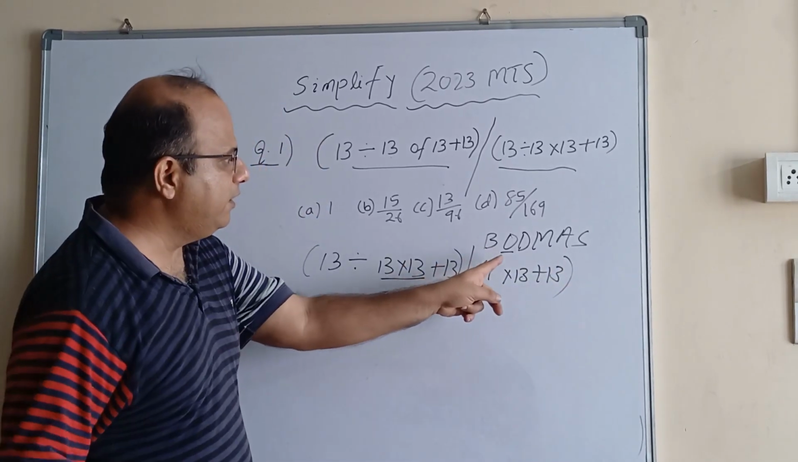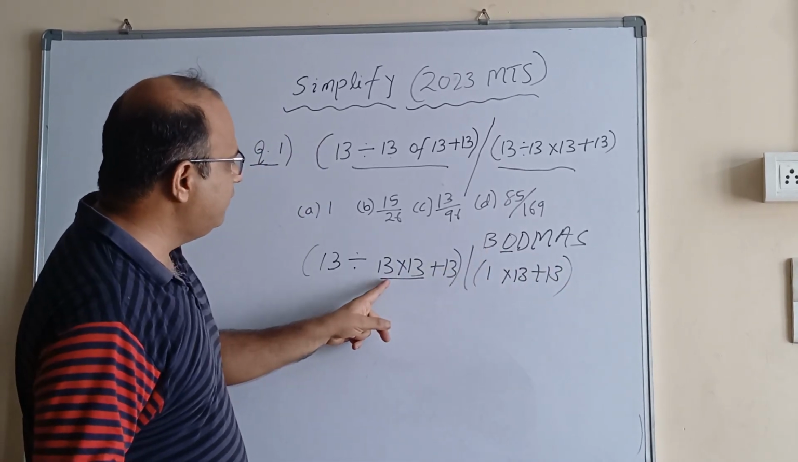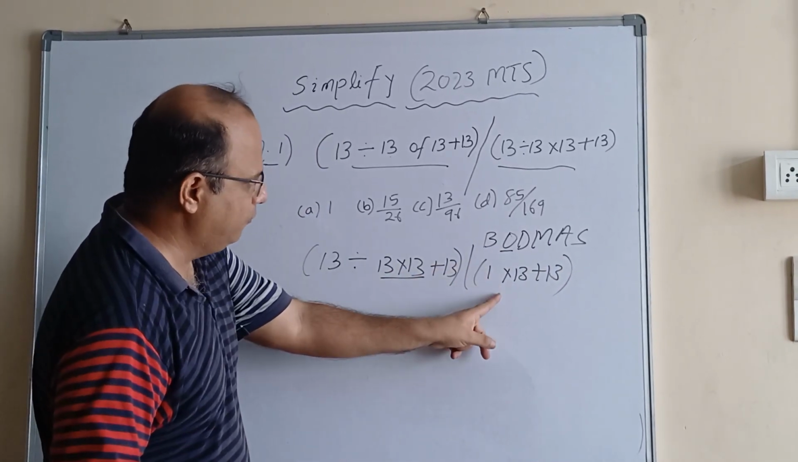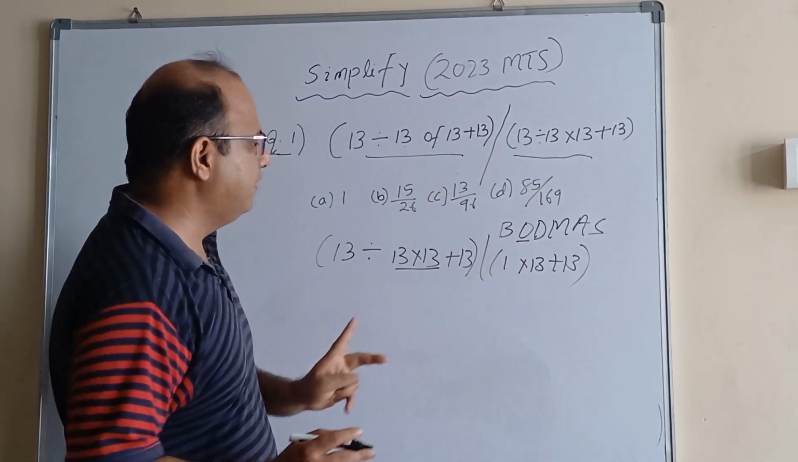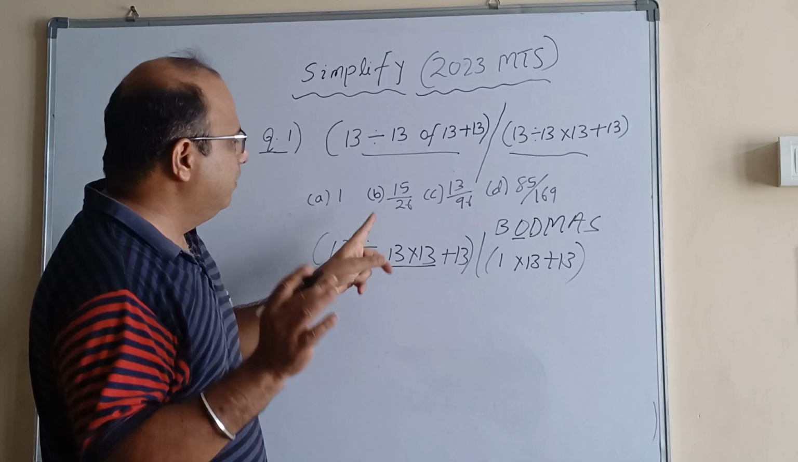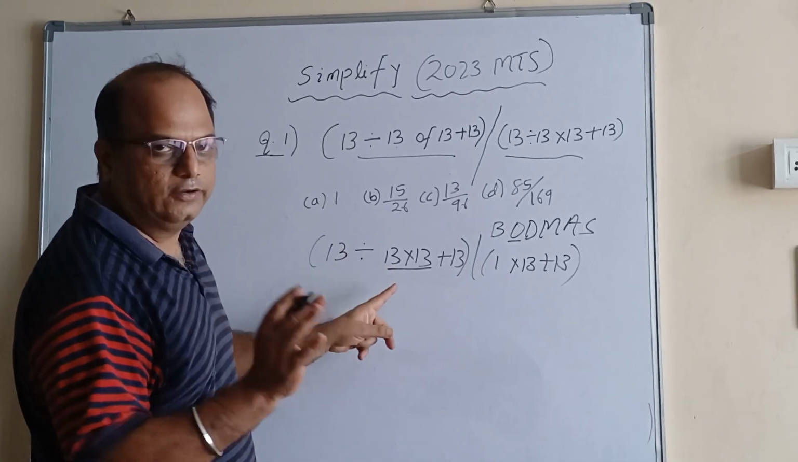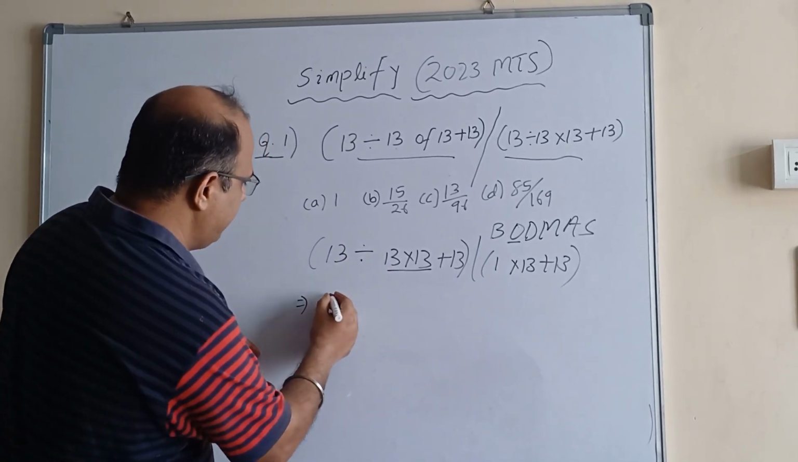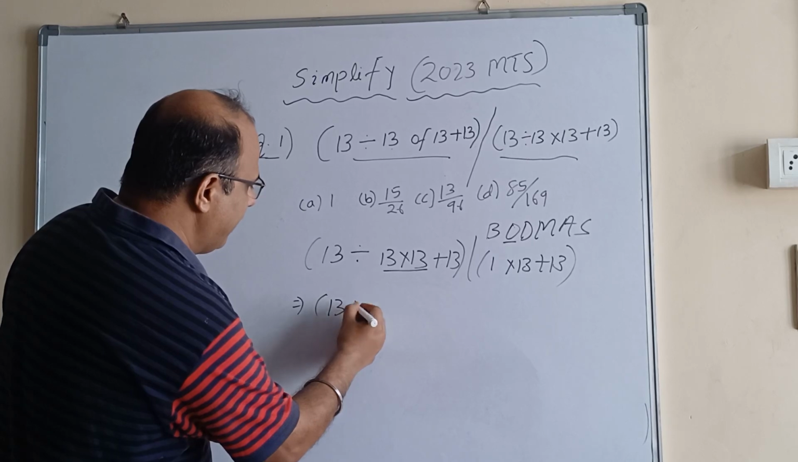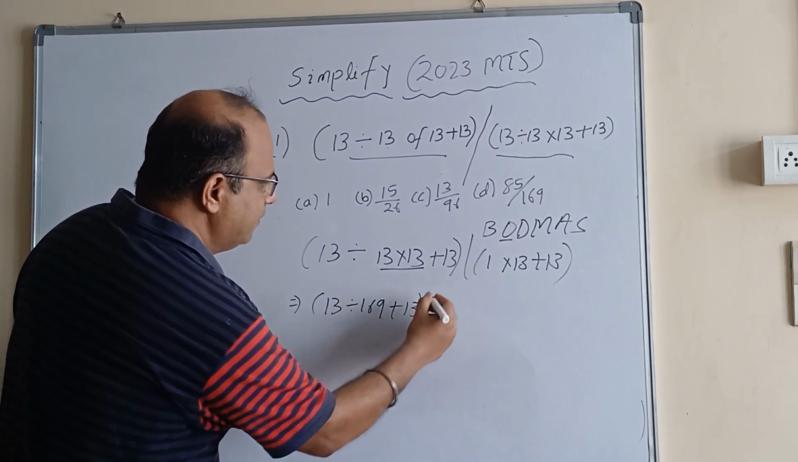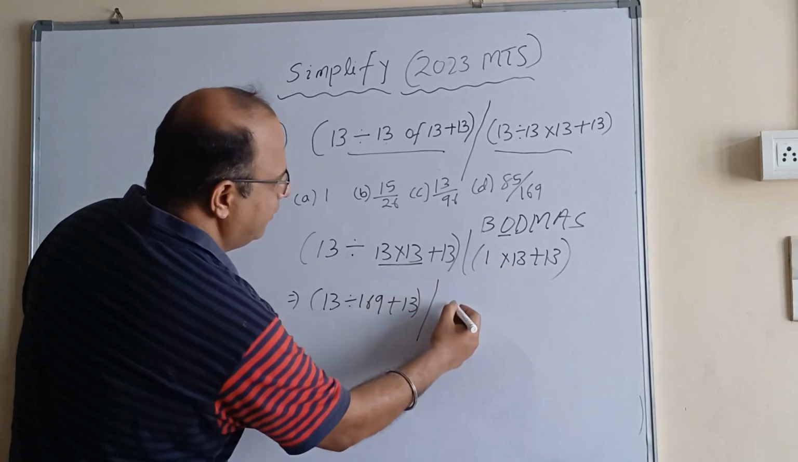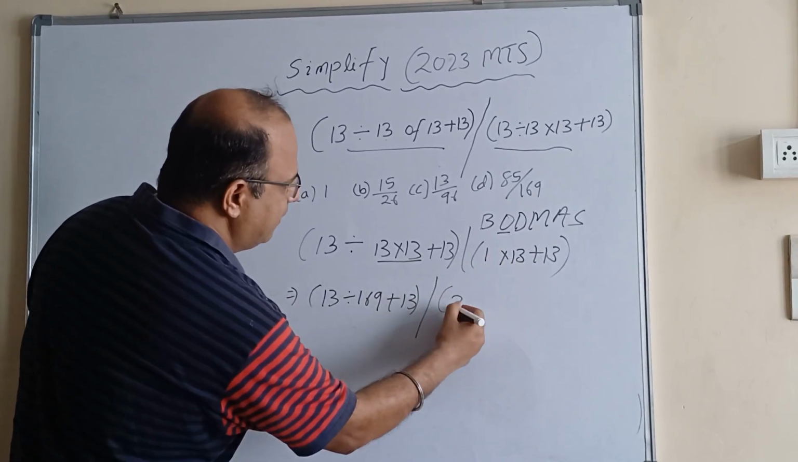So once again, I'm repeating it. In this denominator we see division, and division takes precedence because the other operation is multiplication. But in the numerator, "of" is there, so the "of" function has to be done first. So now you get 13 divided by 169 plus 13, division sign, and this is 13 plus 13, nothing but 26.